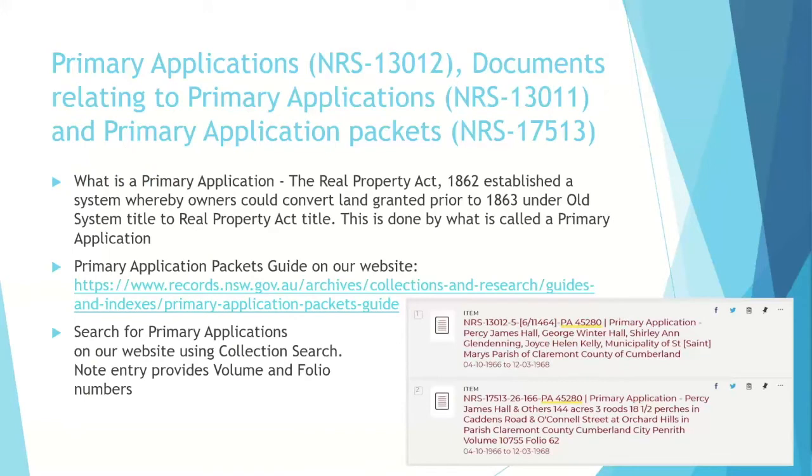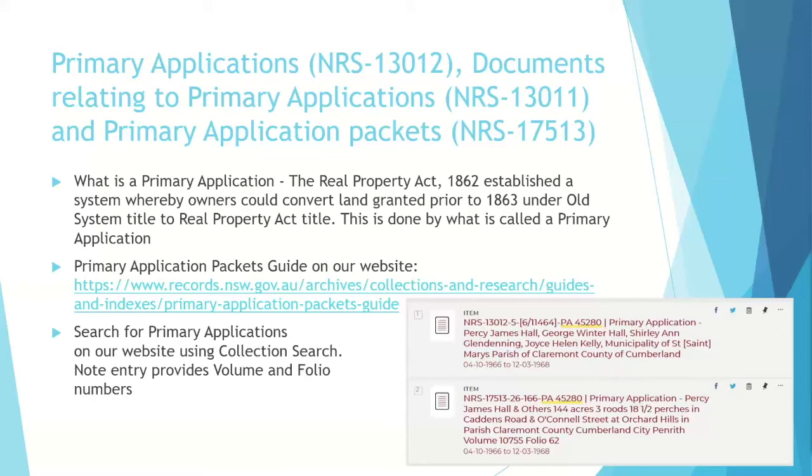So on our parish map, we got a primary application number. So why don't we move on to primary applications to see if it actually gives us something? What is a primary application? It's actually the system that converted land granted prior to 1863 under the old system into a Torrens title. And Torrens title is government guaranteed.